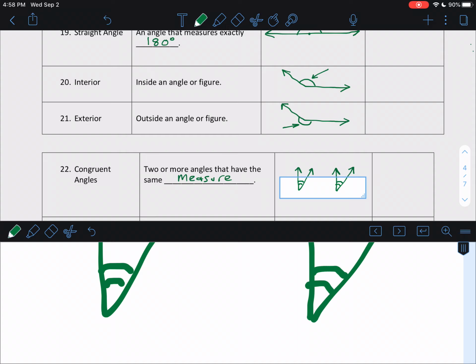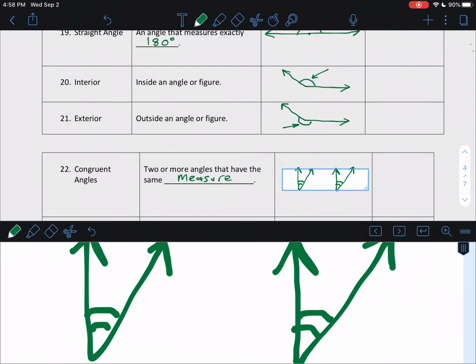So if you see two of these little markers on the inside, that means this angle measures the same as this other one that has two markers. But if you see just one on the inside, that means that it measures the same as the other ones that have just one on the inside.